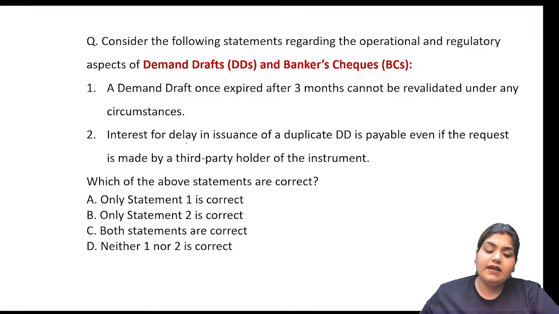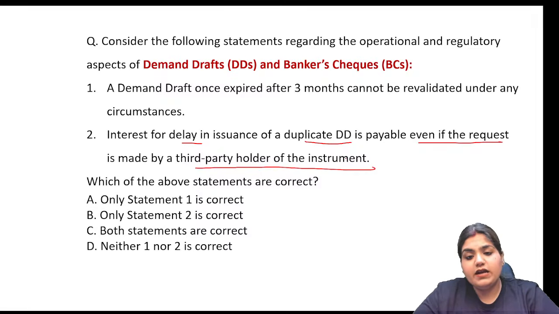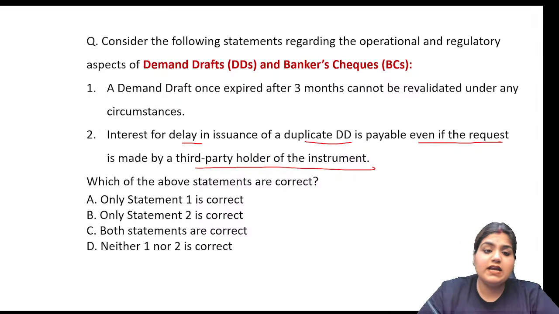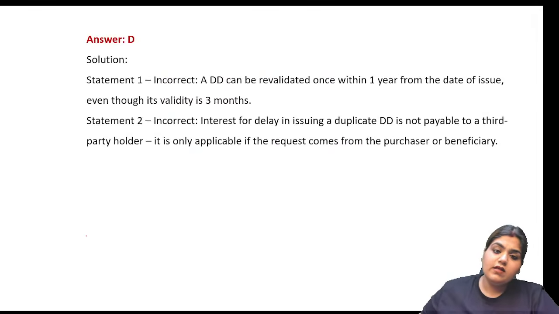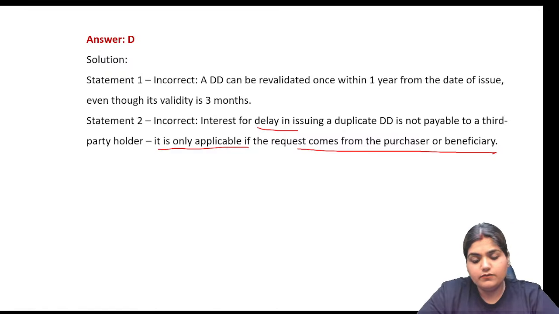Interest on delay in issuance of duplicate DD is payable even if the request is made by the third party holder. This statement is again incorrect. Interest on delay in issuance of duplicate DD is not payable to the third party. It is only payable if the request comes from the purchaser or the beneficiary. Both the statements are incorrect. That will give us D as the correct answer.